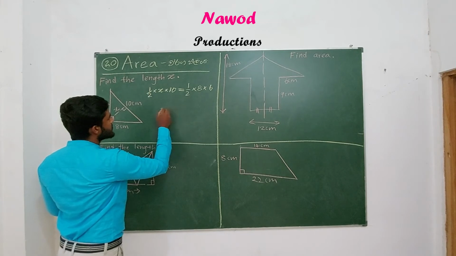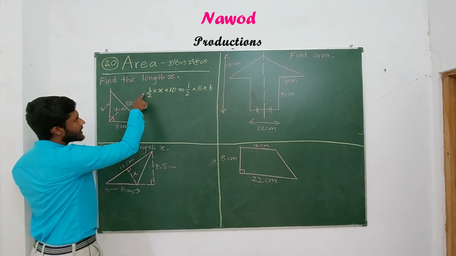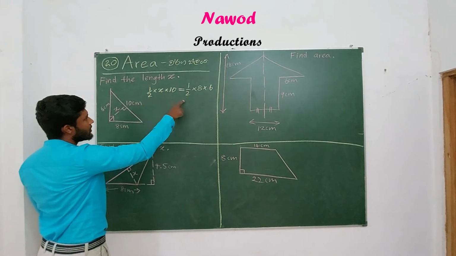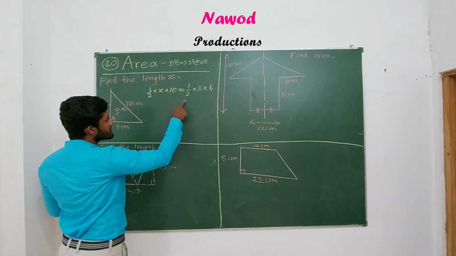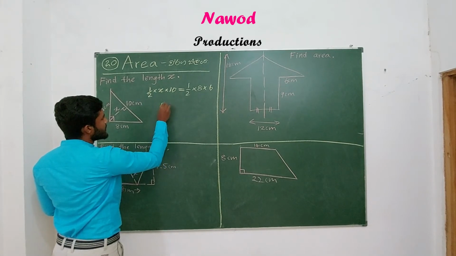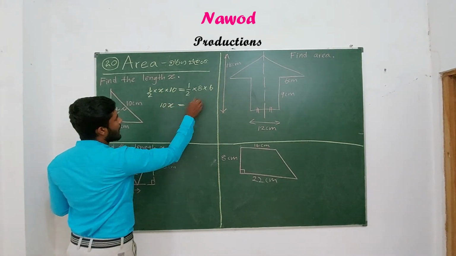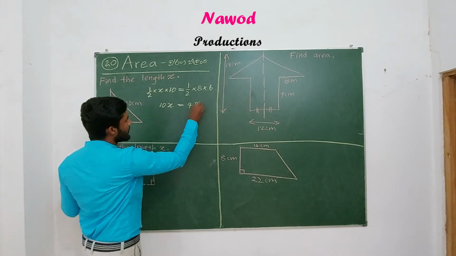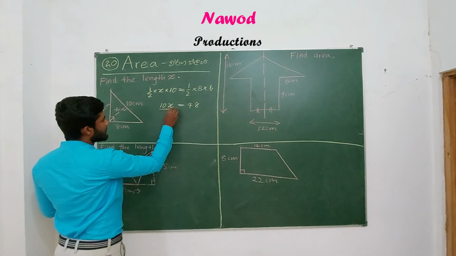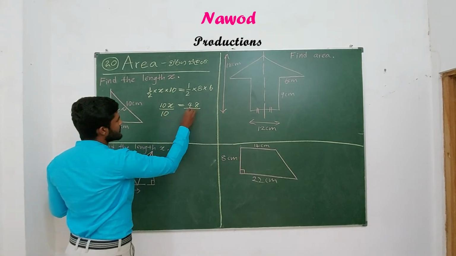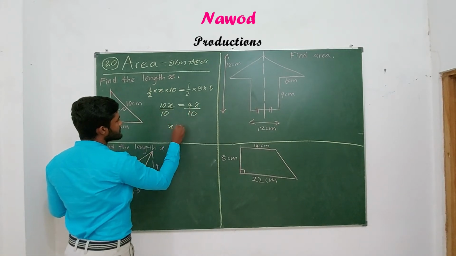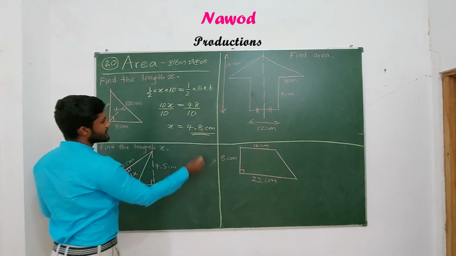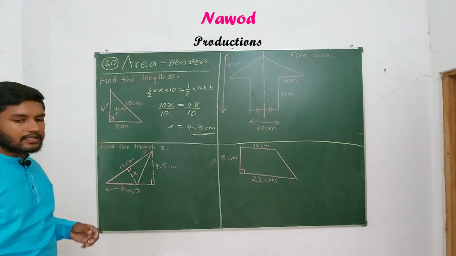Then we can multiply by 2 and remove the halves. We can remove the 2's by multiplying both sides by 2. Then 10x equal 8 into 6, 48. Divide by 10. x equal 4.8 centimeters. Likewise, you can get the answer.